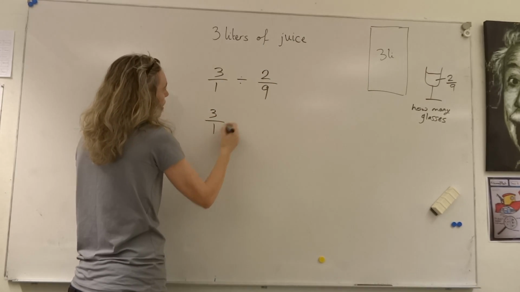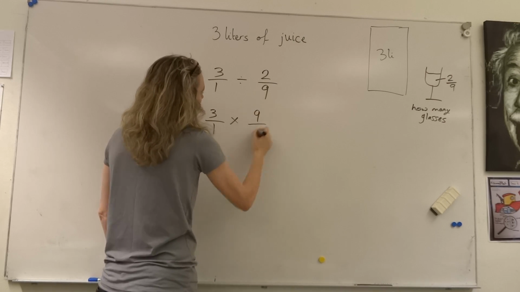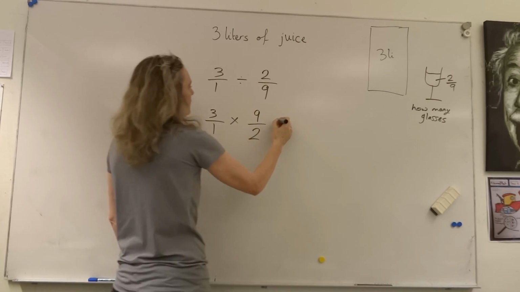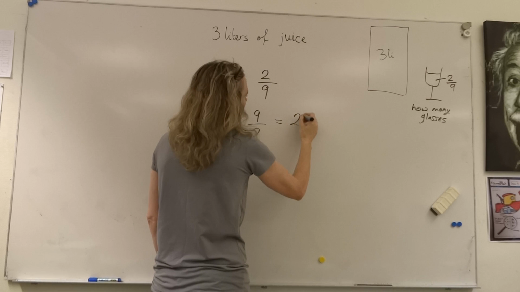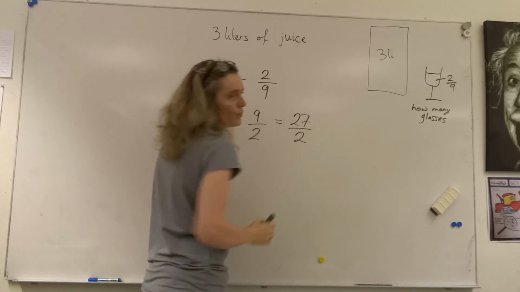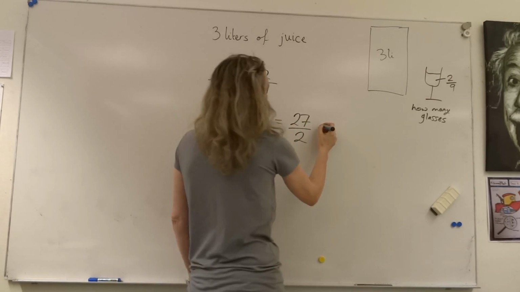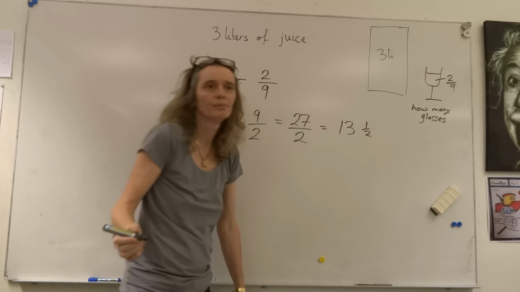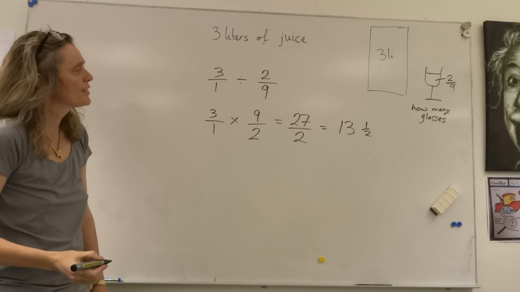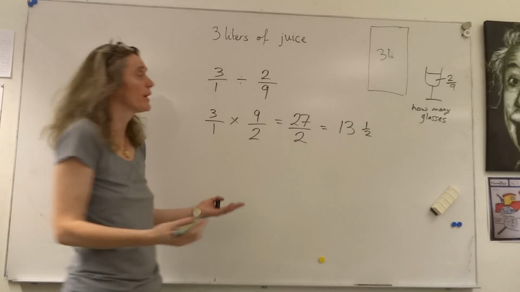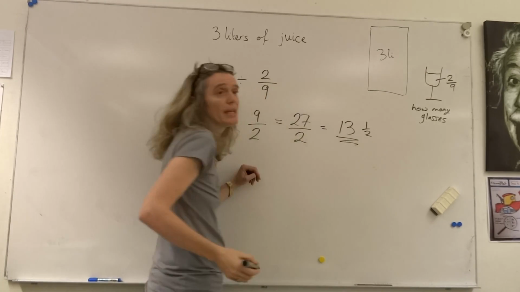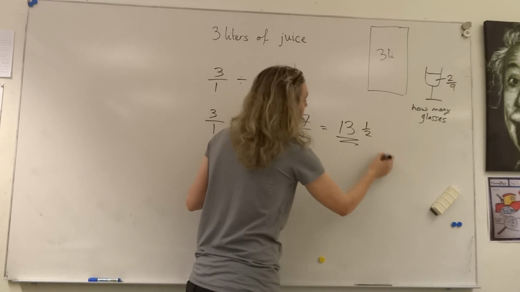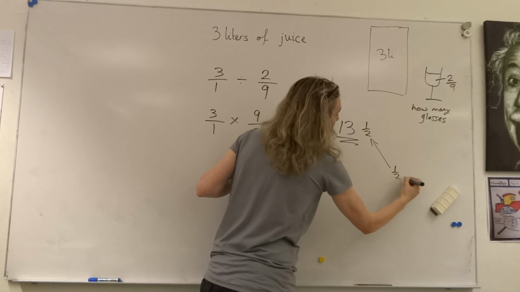We have 3/1 multiplied by 9/2, which gives us 3 9s are 27. 27 divided by 2, which is going to go 13 times, and there's going to be a half left over. So the question was, how many full glasses would we get? 13. How much would be left over? Half a glass.